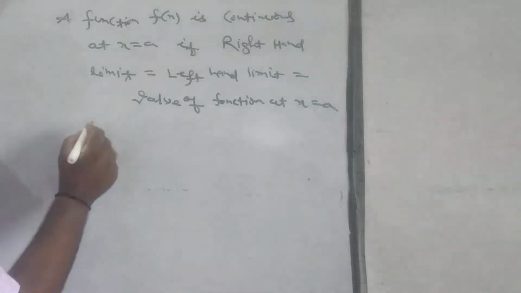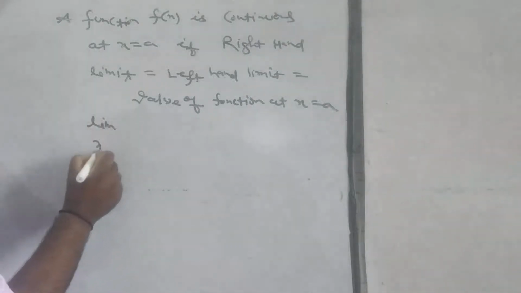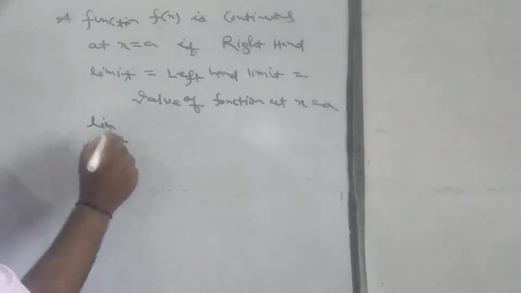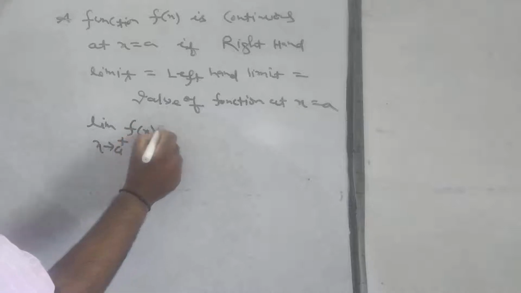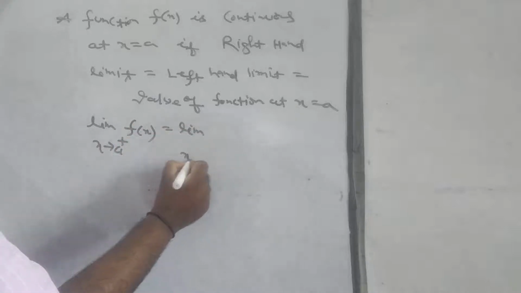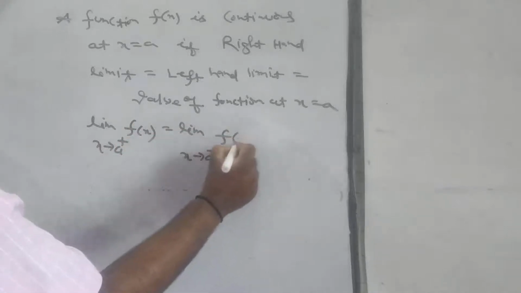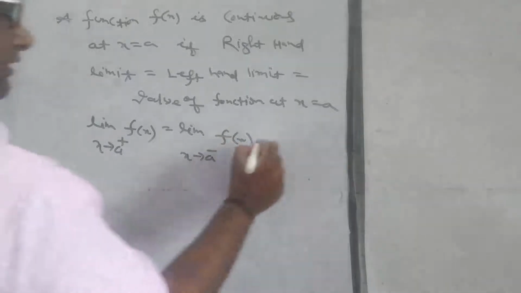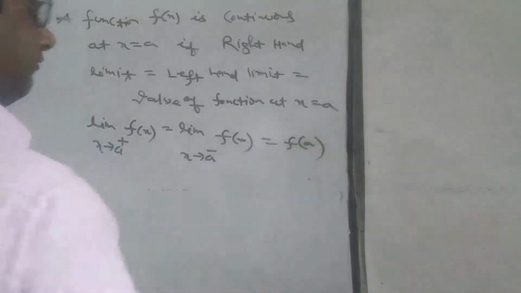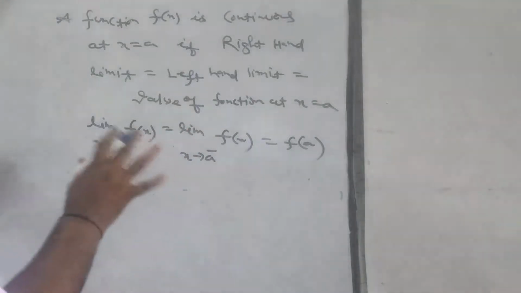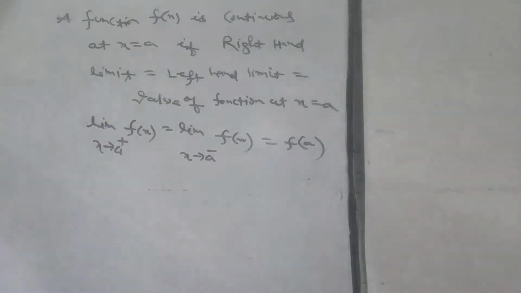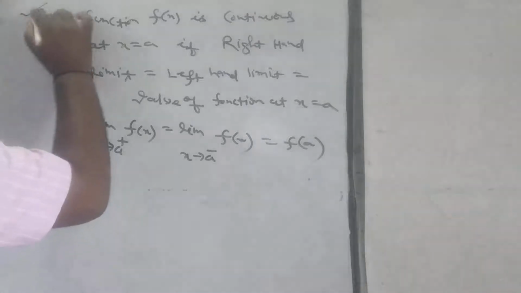In other words, we can say that limit x tends to a plus, that is greater than a, that is right hand approach, f(x) is equal to limit x tends to a minus f(x) is equal to f(a). If these three are equal to each other, then the given function is continuous at x equal to a. This is the first thing.